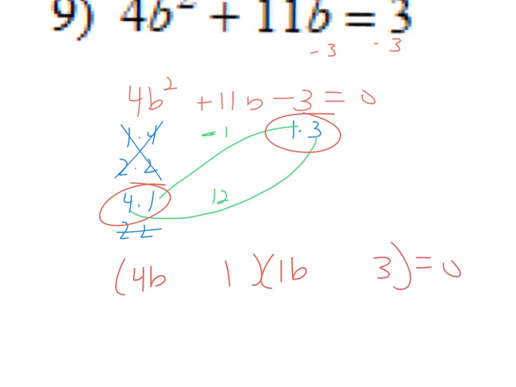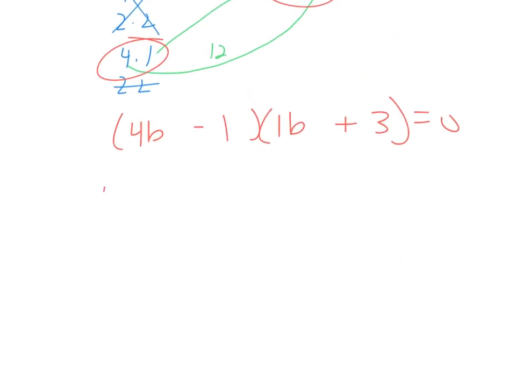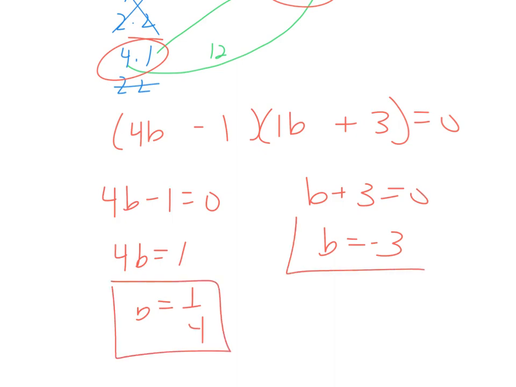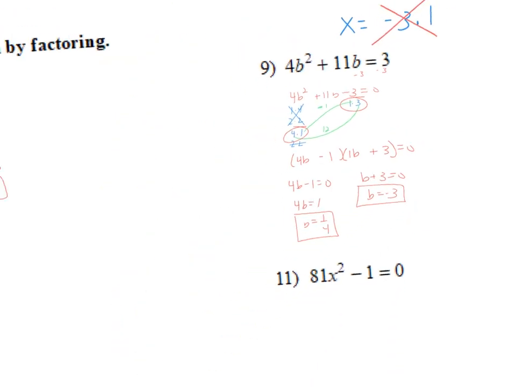It's equal to 0. Now when I multiply this 12, I want that to be positive, so I'm going to put the positive there and the negative there. Now go ahead and set each part equal to 0 and solve. So I'm going to add the 1 over and then divide and get 1/4. I'm going to subtract the 3 over and get negative 3. So I have 1/4 and negative 3.